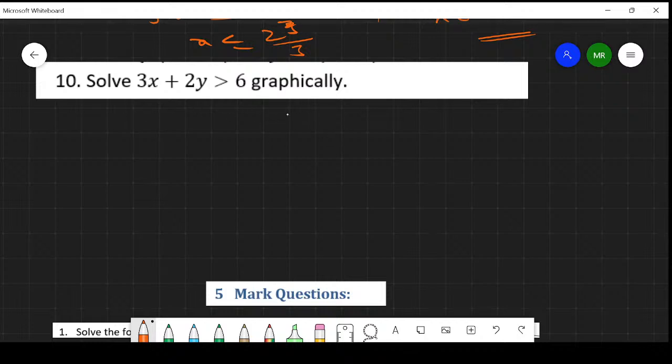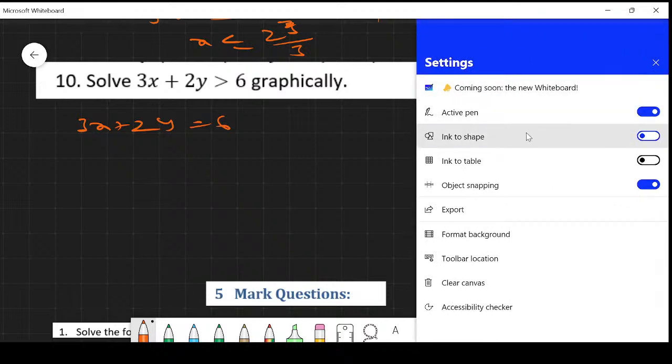They are asking to solve 3x plus 2y greater than 6 graphically. When they are asking graphically, first you draw the line 3x plus 2y equal to 6. Since equality is not there, you should draw a dotted line, a broken line. If equality is there, you can draw a dark line. First consider 3x plus 2y equal to 6 to draw the line.